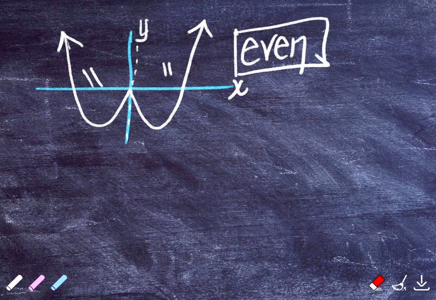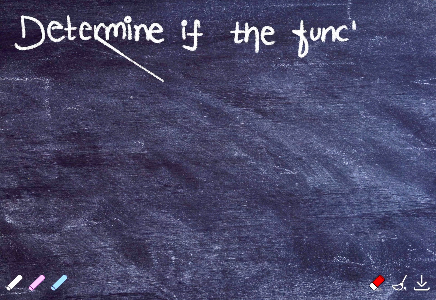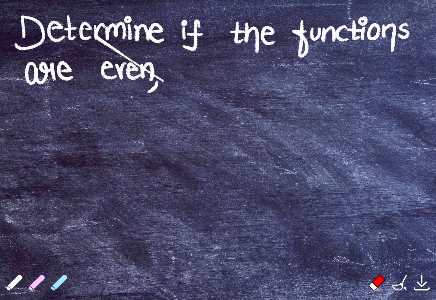All right, so I'm going to give you a little assignment as we are at the end of this video. I would like for you to graph the given functions and find out if they are odd, even, or neither. So you can graph the functions to get your answer. And the question is, determine if the functions are even, odd, or neither.